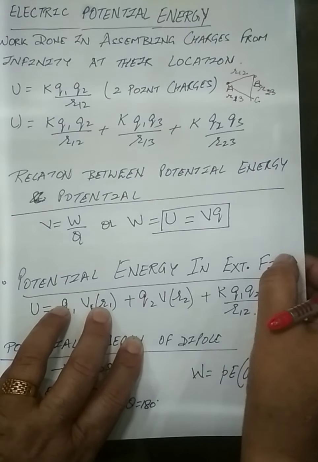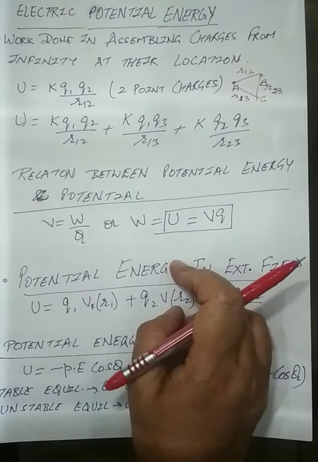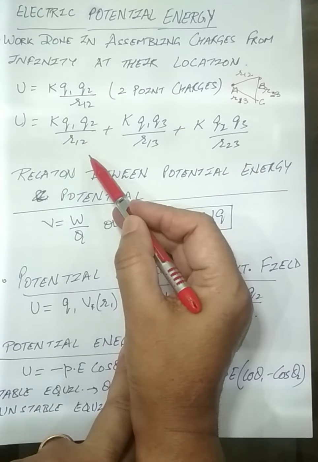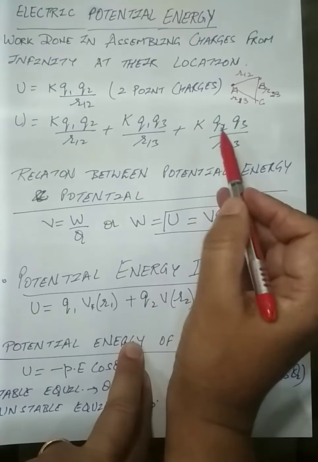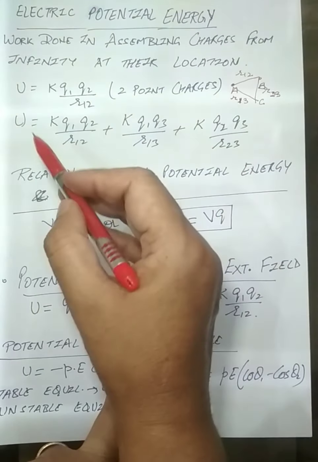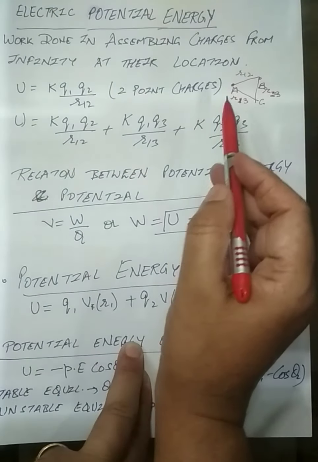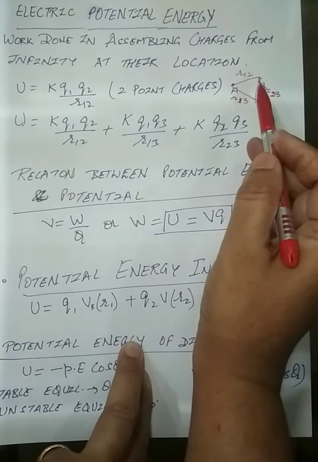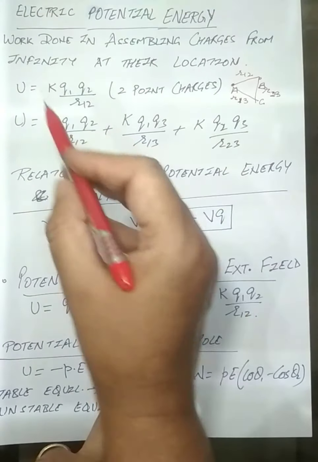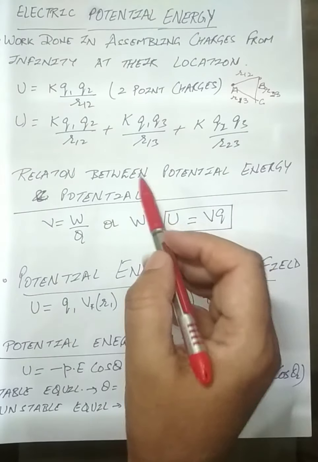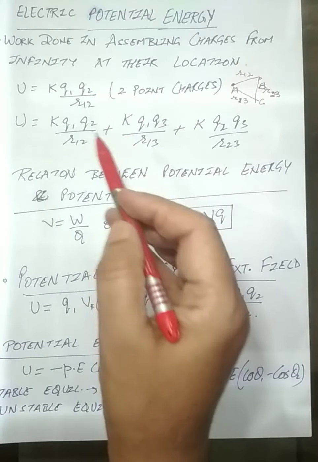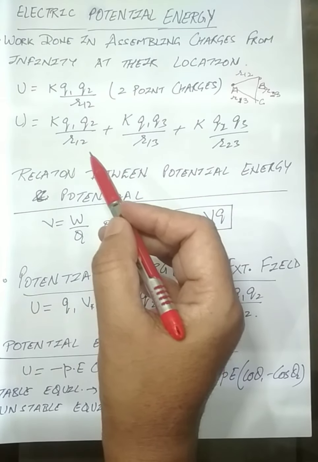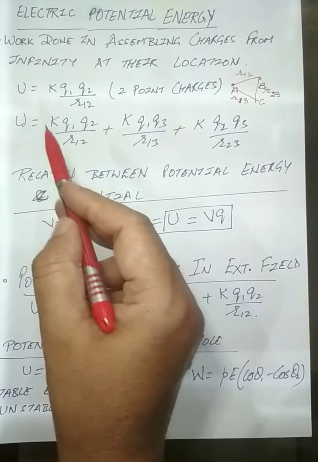Now you just have to learn. What will your expression be? For the 3 point charges, it will be K Q1 Q2 by R12, K Q1 Q3 by R13, K Q2 Q3 by R23. Can you see how the pattern is coming? Q12, then R12, Q13, R13, Q23, R23. Like this, you have to memorize the formula, children. In this type of problem, the mistake you generally make is writing K Q1 Q2 by R square. It's not R square, it's only R. Alright, so this is the formula for your potential energy.